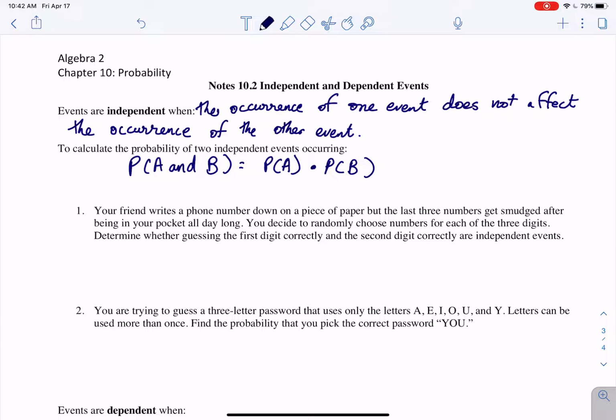So, for example, your friend writes a phone number down on a piece of paper and the last three digits get smudged. You decide to randomly just choose numbers for those last three digits. We want to know, is guessing the first digit correctly and then guessing the second digit correctly independent or dependent events? So event A here is guessing the first digit correctly, and event B is guessing the second digit correctly.